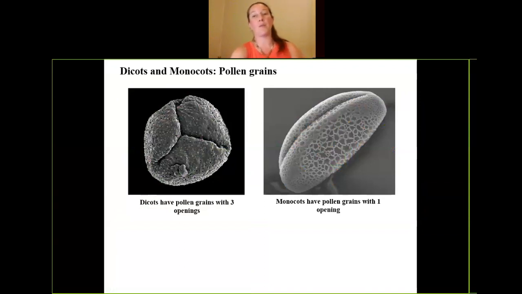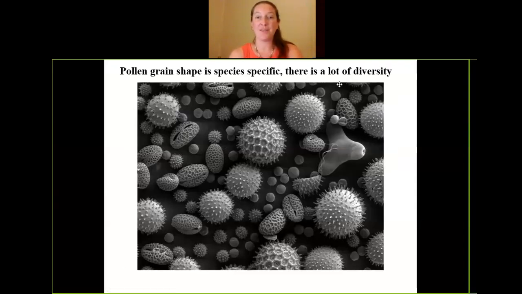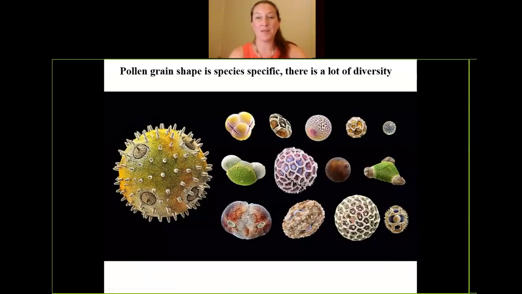Another way that dicot and monocot flowers are different is that the dicot flowers have 3 openings on their pollen, whereas monocots only have 1 opening on their pollen grain. And just to give you an idea of the diversity in pollen shape in the angiosperms, all of these things here are pollen grains. Here is another nice schematic of angiosperm pollen grains, right?